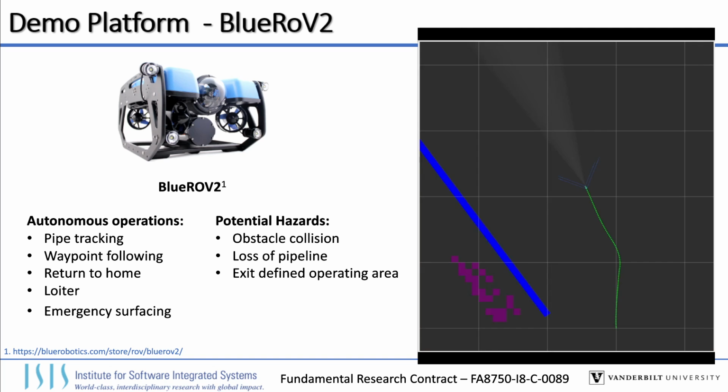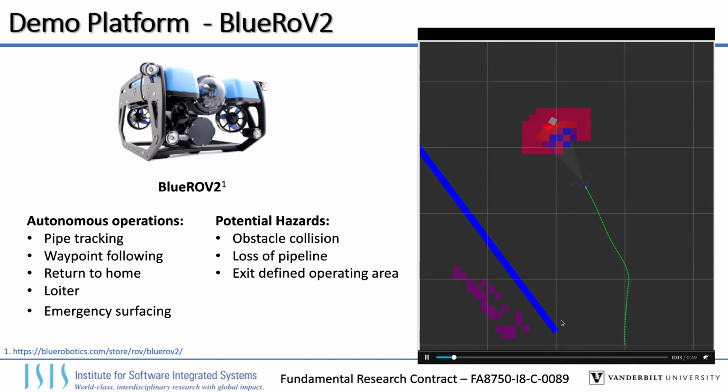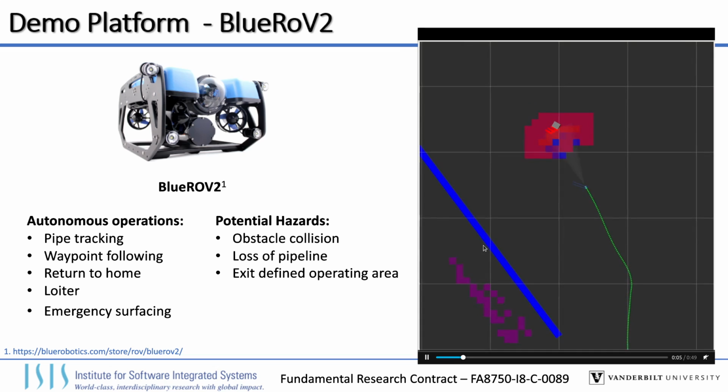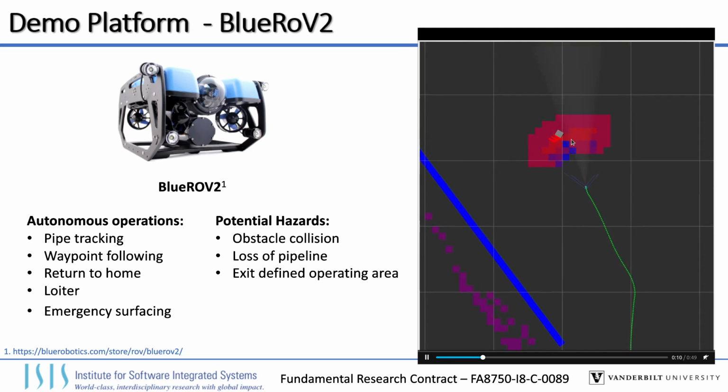This demo shows how Resonate has been applied to an unmanned underwater vehicle, in this case the BlueROV2, which is a small submersible like you see here. This vehicle is tasked with following a pipeline on the seafloor, which you see as the blue line here, but it also has to avoid obstacles that may appear while it's doing this.